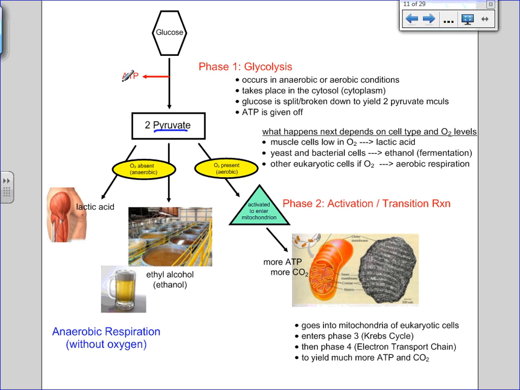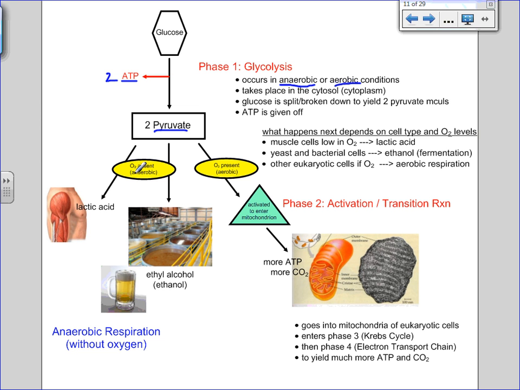Okay. ATP, a small amount, is given off in the process. A net gain of 2 ATP. So 2 are used up, 4 are made, so net yield is 2 ATP. Like we said, this one occurs both in anaerobic conditions or aerobic conditions. So anaerobic means no oxygen, and aerobic means oxygen present. It takes place in the cytosol, and we get 2 pyruvate molecules and some ATP given off.